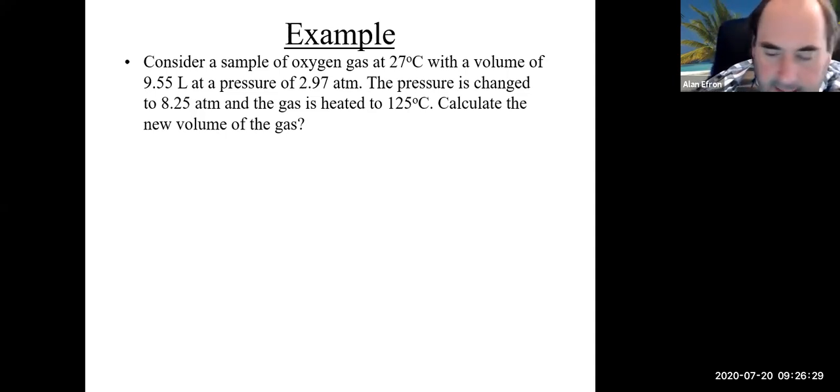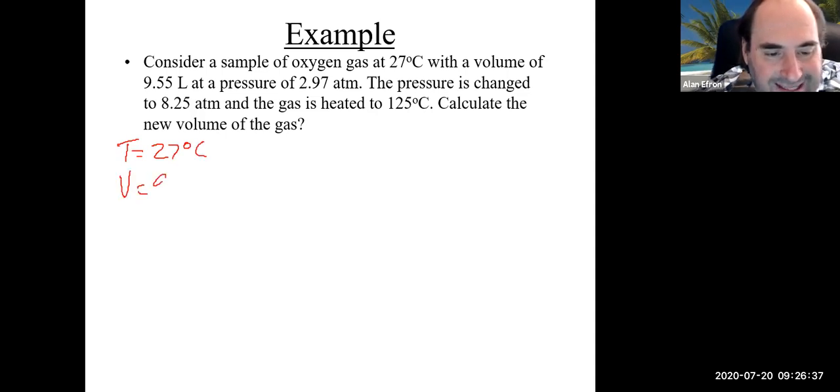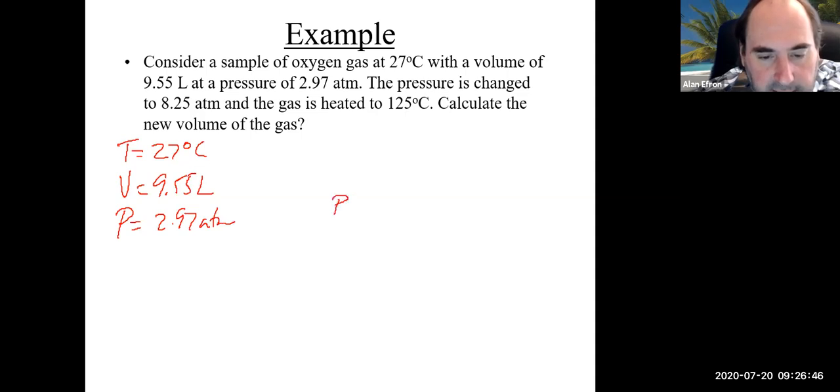Okay, since we're getting to the end here, let's take a look. If we pull off the information, we have a temperature of 27 degrees, a volume of 9.55 liters, and a pressure of 2.97 atmospheres. Pressure then becomes 8.25, temperature becomes 125 degrees Celsius, and we're looking for a volume.